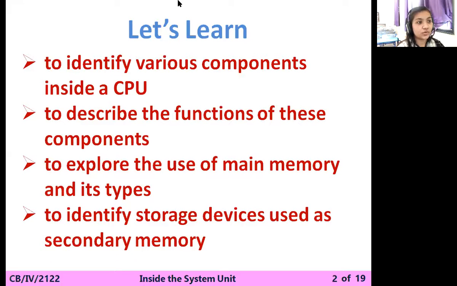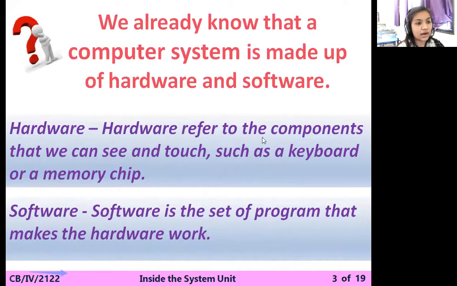Yes, everyone knows that we cannot touch the software. So this is the main difference between hardware and software. Hardware refers to the components that we can see and touch, such as the keyboard and memory chip. Whatever parts of the computer we can touch, we call hardware. And what is software? Software is the set of programs that make the hardware work. Like if you want to do painting, you use the mouse and the keyboard for typing. So to use the hardware, you must also have software.